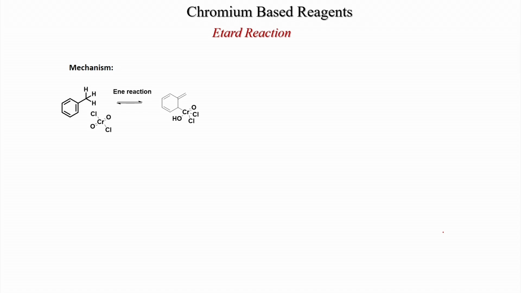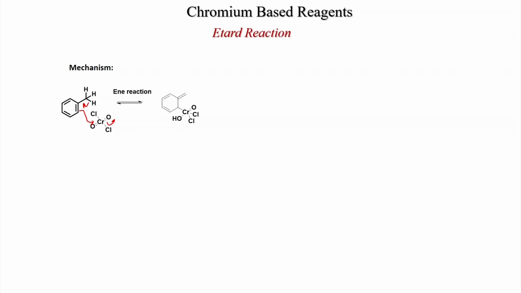And now we will discuss the mechanism of this reaction. There are two well accepted mechanisms. First is the ene way. So, here the toluene derivative and this is the chromyl chloride. First this ene type reaction can happen to generate this chromium compound, and this chromium compound then can undergo a 2,3 sigmatropic rearrangement like this.